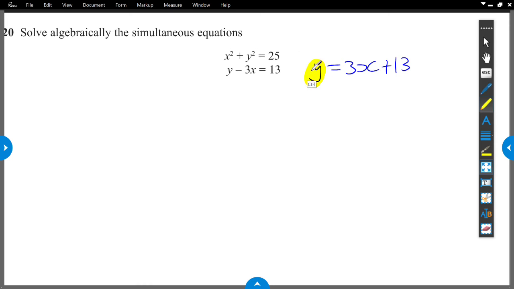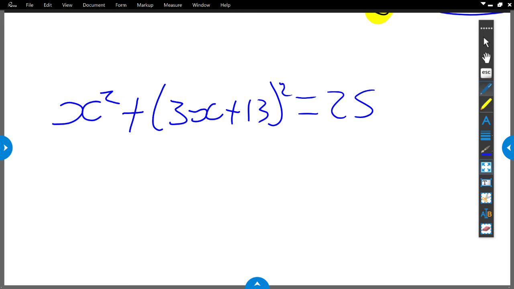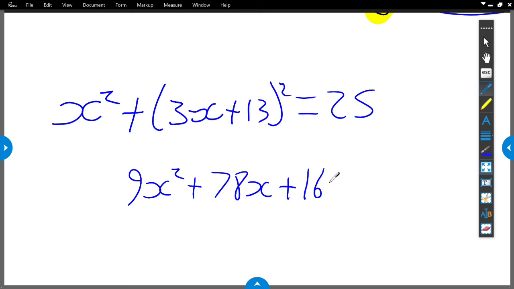So this y here is the same as that y there, but it's equal to 3x plus 13. So I can actually take this 3x plus 13 and replace it with that y. This is called substitution. And I get that x squared plus (3x plus 13) all squared is equal to 25. And we're going to simplify as we go along, so either square that bracket, where the first term I get 9x squared, double the product, 3 times 13, that's 39. If I double that, I get 78, so that's 78x, plus 13 squared, which is 169.